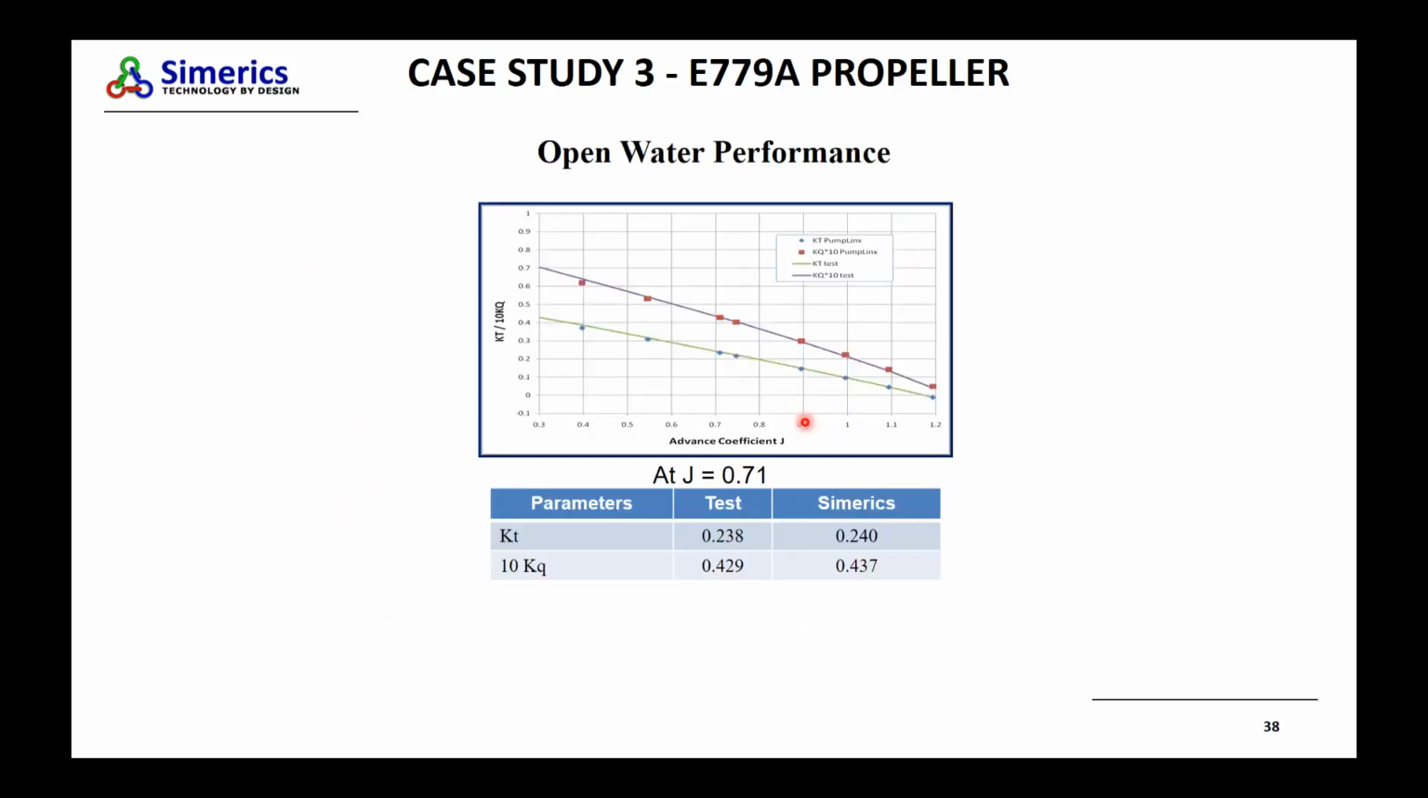So here first I show the performance data. For different advance coefficients, we are looking at the KT and the KQ. Essentially, we are looking at the performance curve for this propeller, and you can see the data. The simulation data quite closely matches with the test data, essentially. So this is for this propeller.